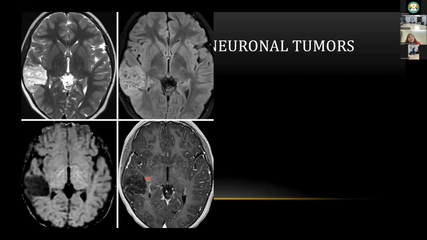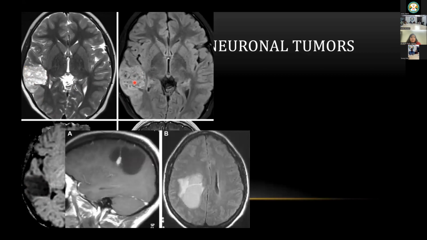And DNET in the temporal lobe is one of the most notorious lesions to cause seizures that are refractory to medications. So the typical appearance is usually very easy for us radiologists to make a diagnosis of DNET.